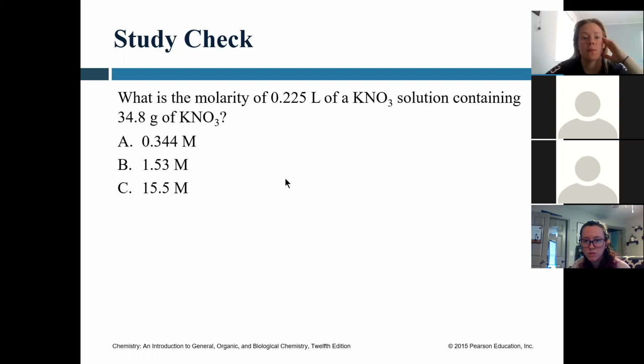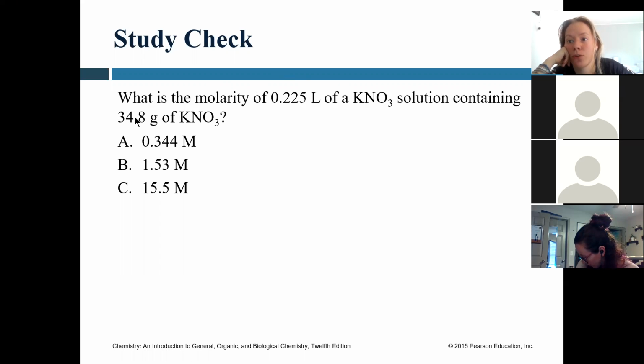Okay, so for this one, we want to solve for molarity. So remember, molarity equals moles over liter. We've got a liter value. Awesome. We have a gram value. So I need to convert grams into moles first.